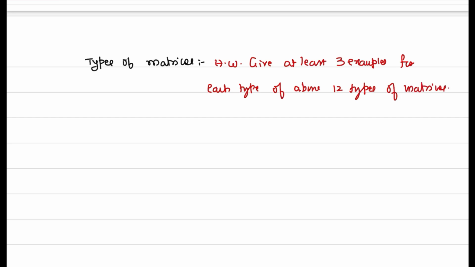I have given one example. You make 3 examples for each type of matrix, and as we go further in the technicalities of the matrices, the definitions will increase. Those definitions along with the technicalities I will take up in the next class.